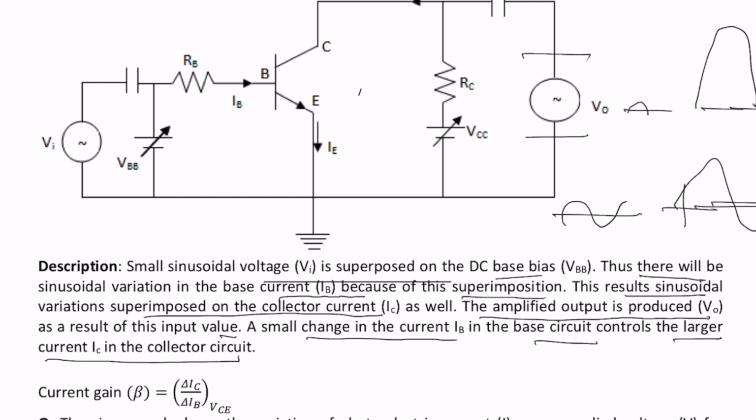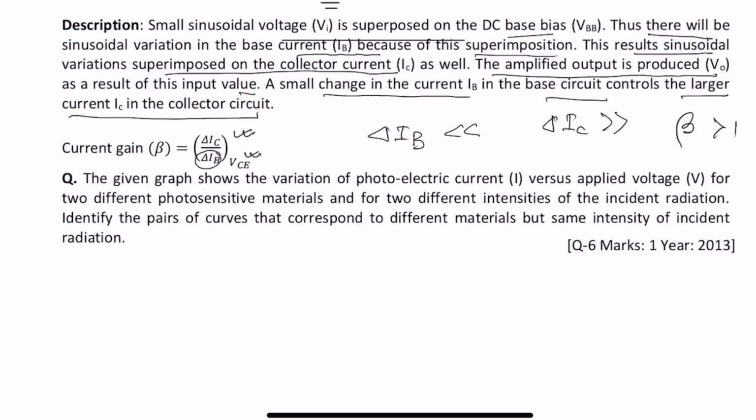The current gain is given by the change in the collector current divided by the change in the base current. So obviously, for a small change in the base current, the collector current changes significantly. So that is called the amplification. So this ratio beta is greater than 1. Correct? Now, next question. So take the screenshot of this.